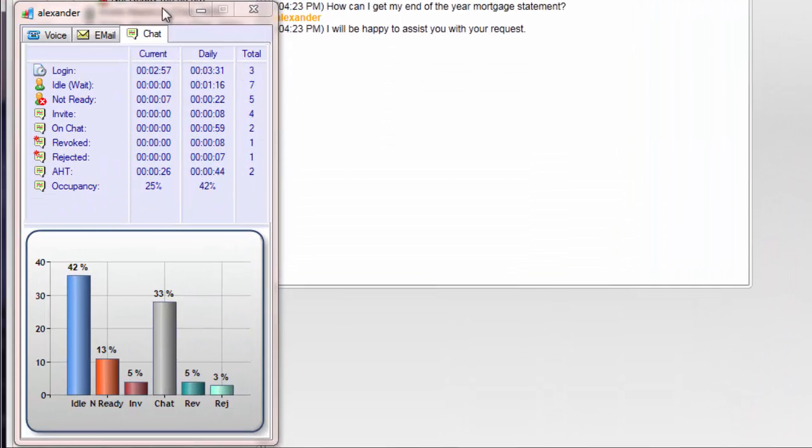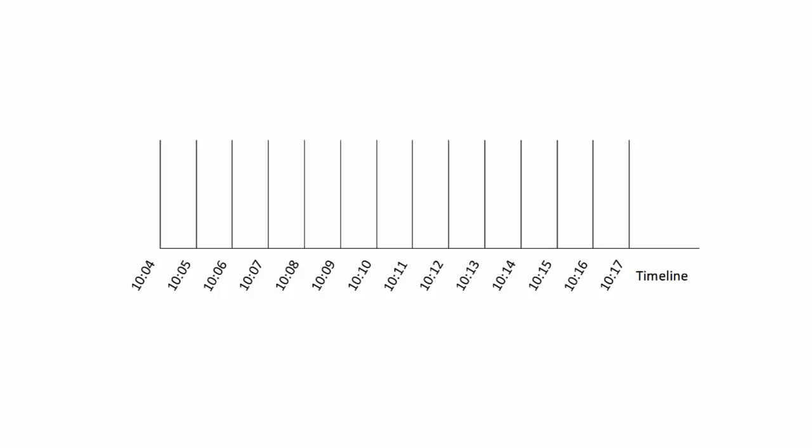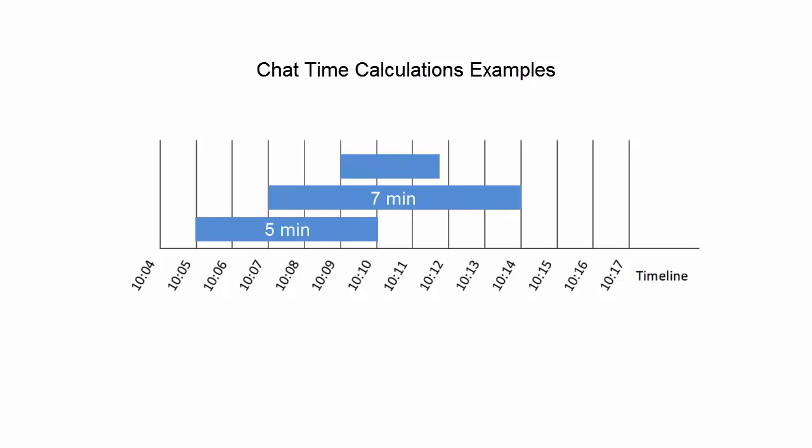Let's turn to statistics. It's important to note that average handle time is calculated independently for calls, emails, and chats. We will demonstrate it on 3 chats that come in at the same time. The first chat comes in at 10:05, the second chat at 10:07, and the third chat at 10:09. The chats last for 5 minutes, 7 minutes, and 3 minutes. Then the agent goes into not ready mode to finish work on these chats.